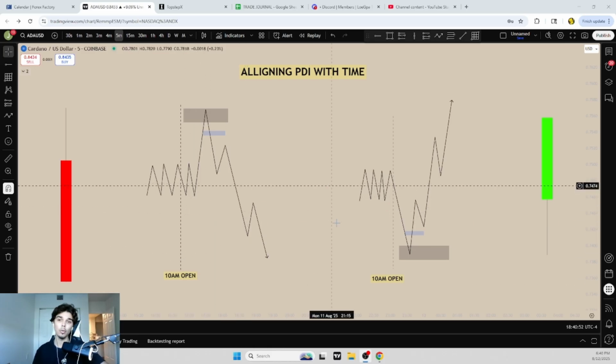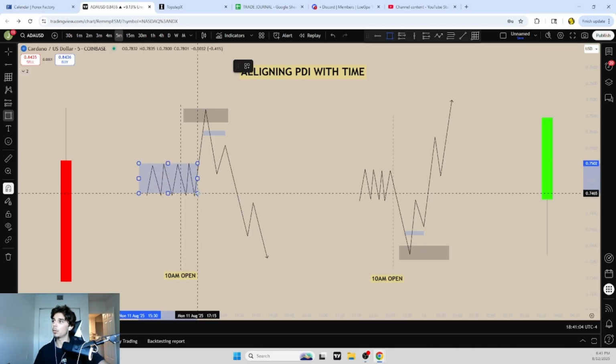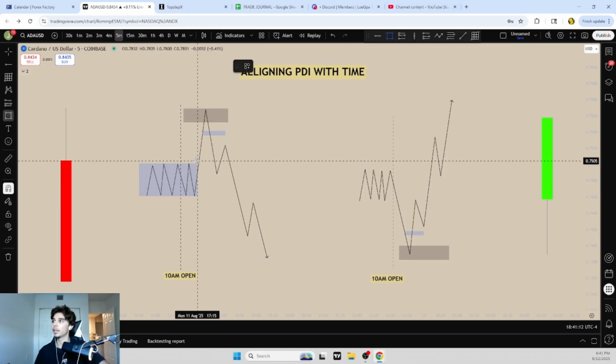Because what is 10 a.m.? Well, 10 a.m. is the opening to a new 1-hour candle and a new 4-hour candle. So these candles to the left and right of us can represent both of those, right? Because they both open at 10 a.m. So if we have 10 a.m. right here and pre-10 a.m. we're accumulating, let's say we accumulate for 2 more minutes and then we get a clear manipulation higher.